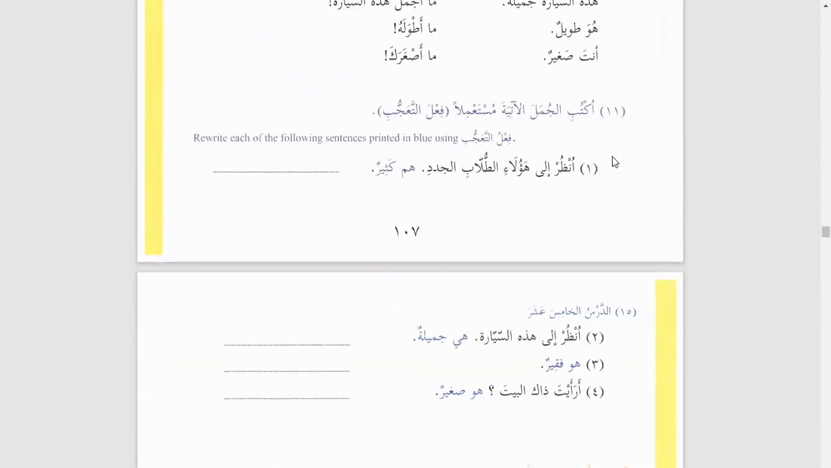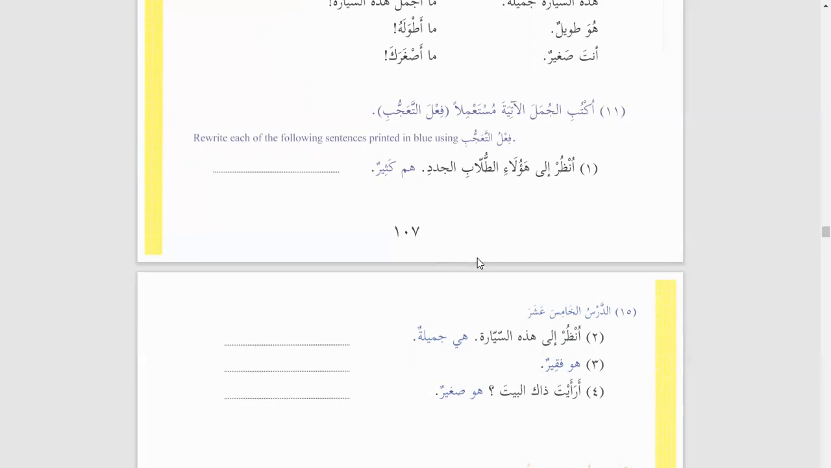And similarly, we say هو طويل. He is tall. And also we can use pronoun to talk about his height as well. So we say ما أطوله. How tall he is. أنت صغير. ما أصغرك. How short or how small you are. We have like 2-3 sentences, and inshallah after that we are done. اكتب الجمل الآتية مستعملا فعل التعجب. Now you have to write down the sentences using exclamation or فعل التعجب.